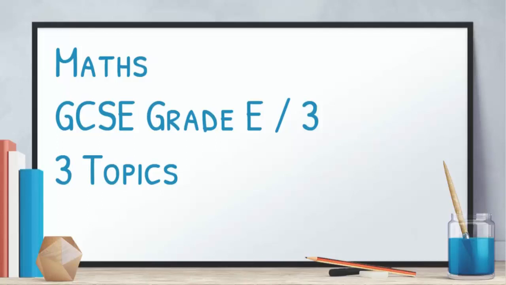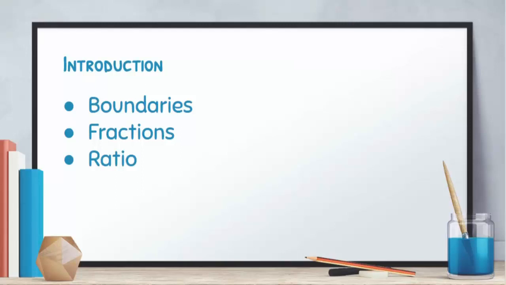This course will cover 3 topics from the GCSE at grade E, which is the new level 3. The topics to be covered are boundaries, fractions and ratio, with each topic containing questions to try, as well as explanations how to complete the questions.